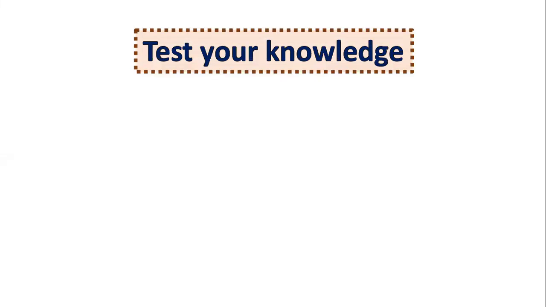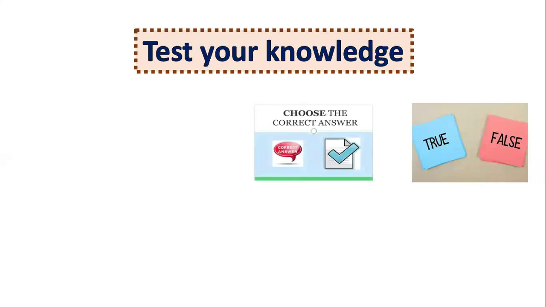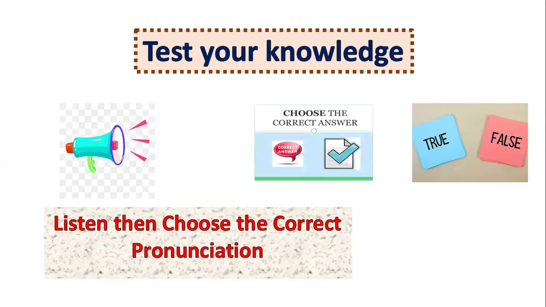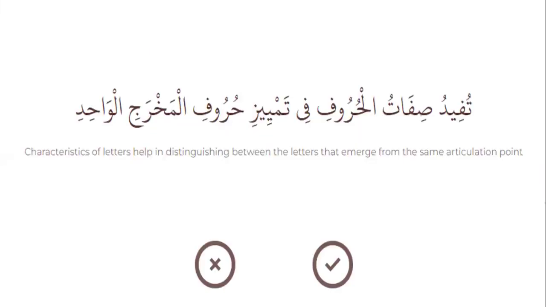Are you ready? Okay. I will ask you three questions. Number one, true or false. Number two, choose the correct answer. Number three, listen and choose the correct pronunciation. Let's start with number one, true or false. Please tell me, right or wrong: characteristics of letters help in distinguishing between the letters that emerge from the same articulation point. Right or wrong?